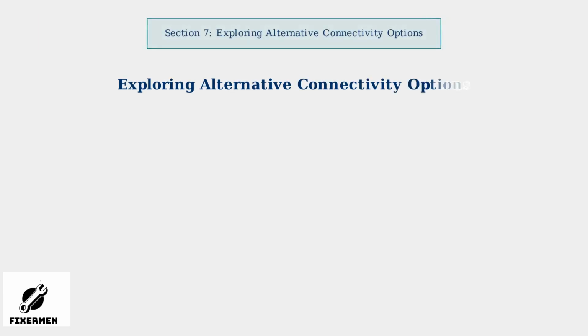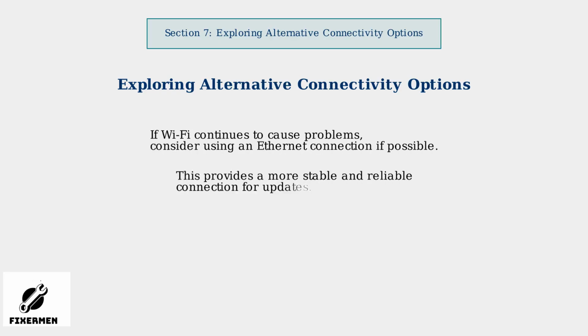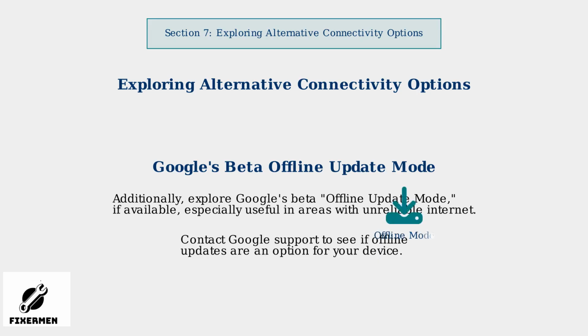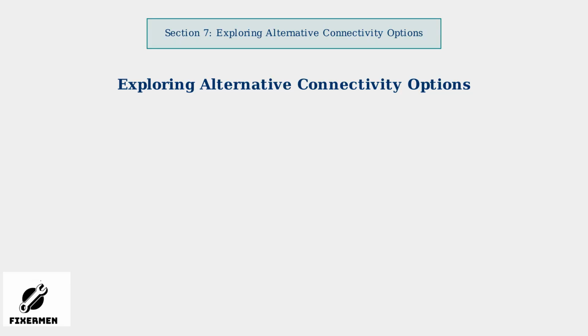If Wi-Fi continues to cause problems, consider using an Ethernet connection if possible. This provides a more stable and reliable connection for updates. Additionally, explore Google's beta offline update mode, if available, especially useful in areas with unreliable internet. Contact Google support to see if offline updates are an option for your device.